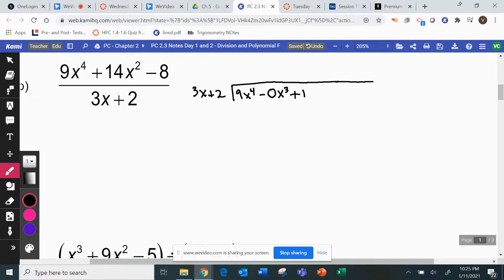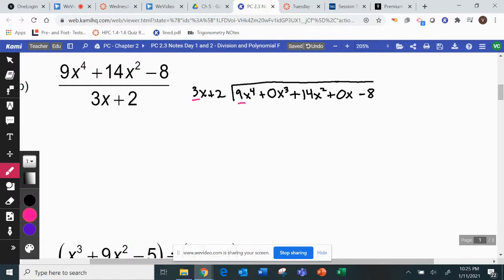Then we have 14x to the second. Then I need a term with x to the first, which there isn't one. I'm just going to put x to the first with a 0 in front of it. And then we have no x's with our minus 8. So now we can start.